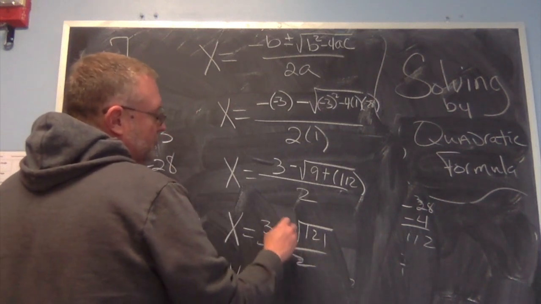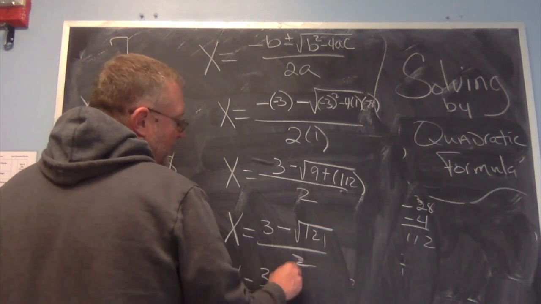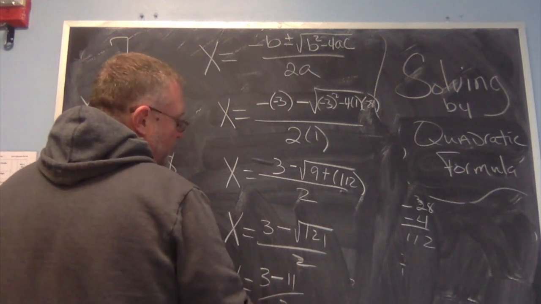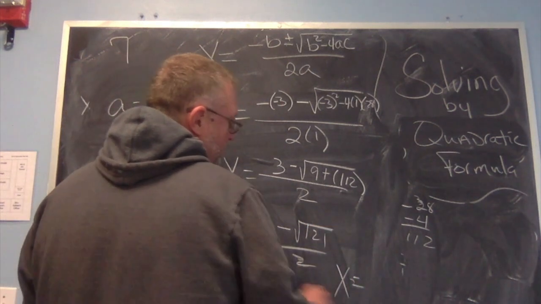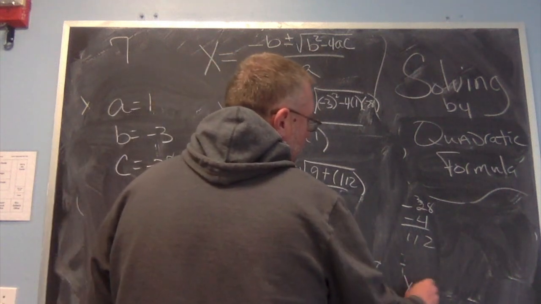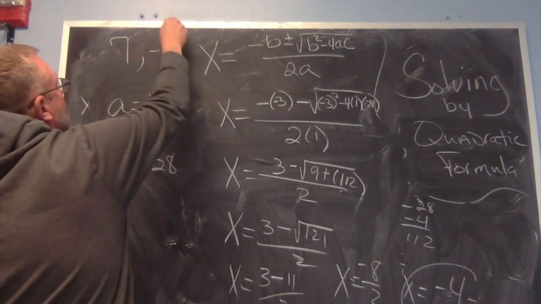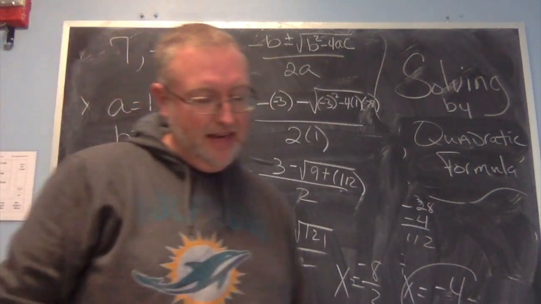X equals 3 minus the square root of 121, which is 11, over 2. X equals 3 minus 11 is negative 8 over 2. So x equals negative 4. So my two answers are 7 and negative 4.